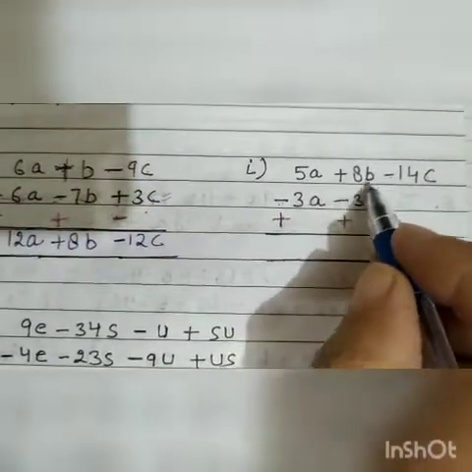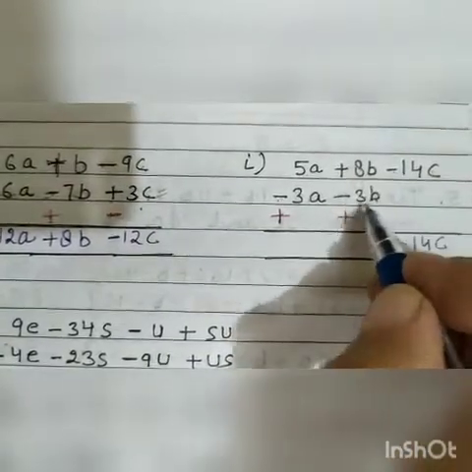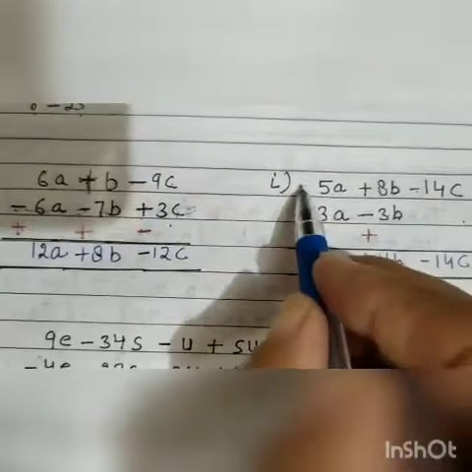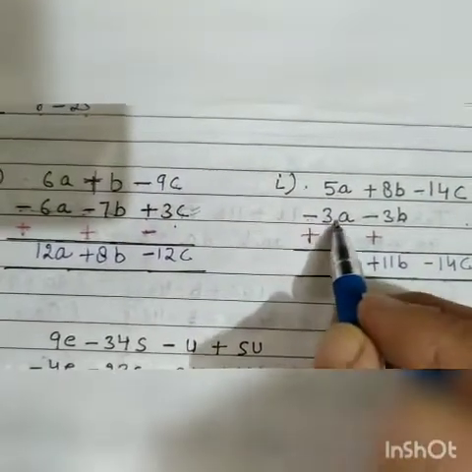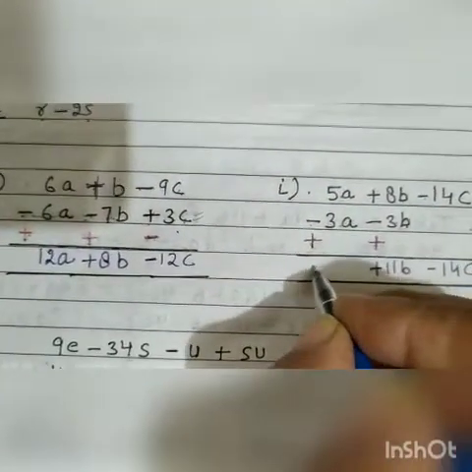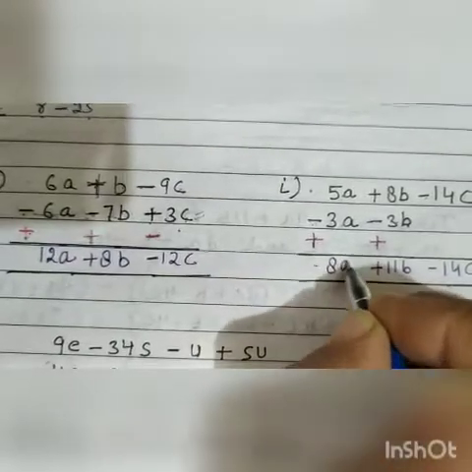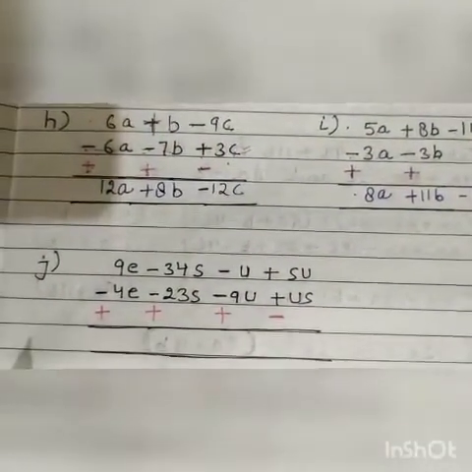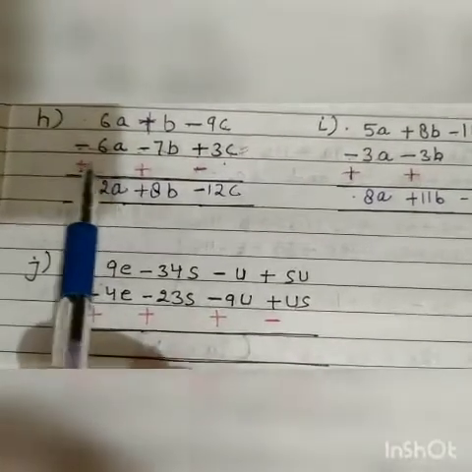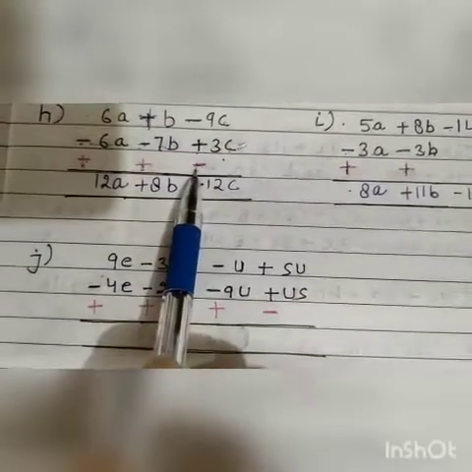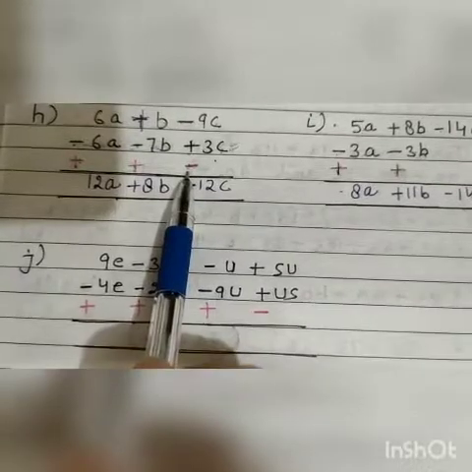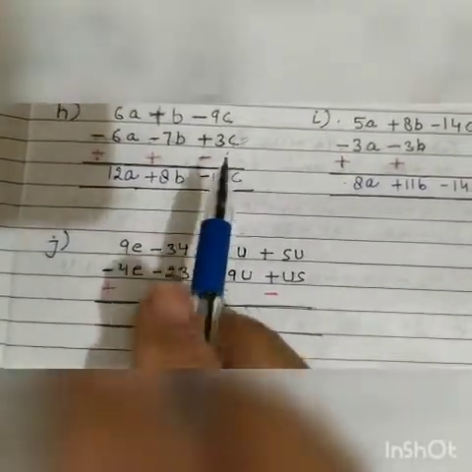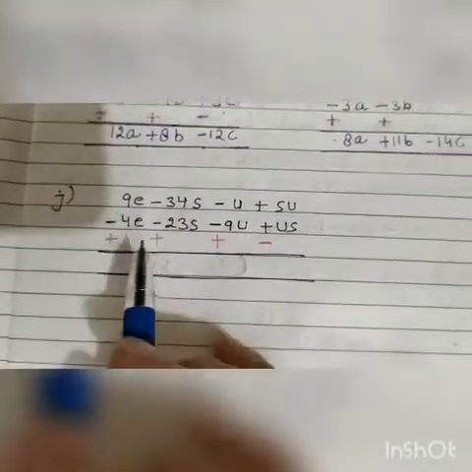Now plus 8b plus 3b, 8 plus 3, is plus 11b. Plus 5a plus 3a, 5 plus 3, is plus 8a. So it is 8a. Students, remember, if you do not change the sign in the subtraction, your solution will be wrong. You will not get even half mark. Now next question.